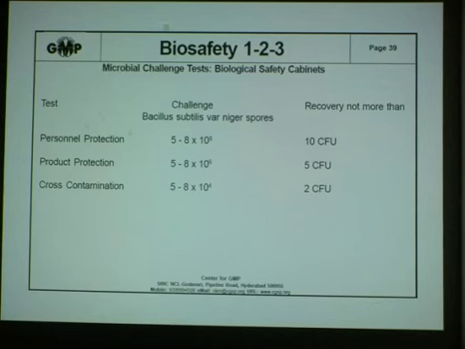You want to know whether the operator is protected. So how do you know that? You aerosolize a known amount of Bacillus subtilis from the work area, from the work surface. Let the system be on and try and see whether any subtilis can be recovered where the operator is sitting. The amount you aerosolize should be in the range of 5 to 8 × 10^8 CFU, and the amount you recover should strictly be nil, but certainly not more than 10 CFU.